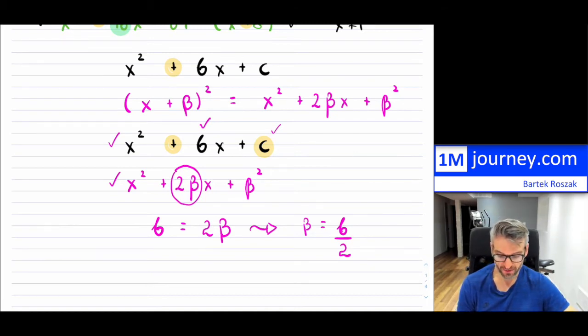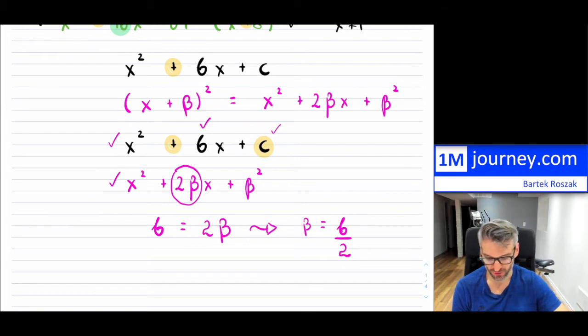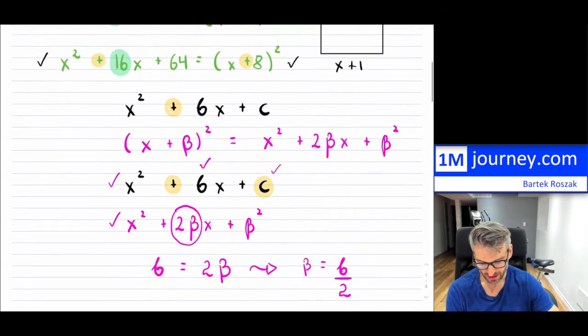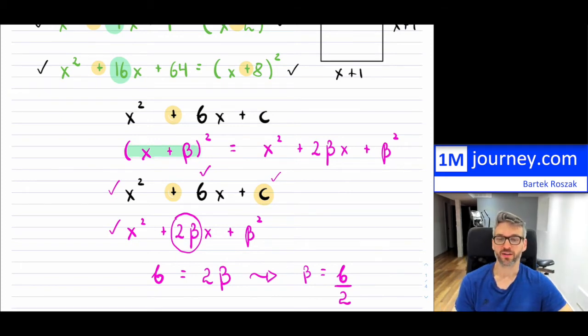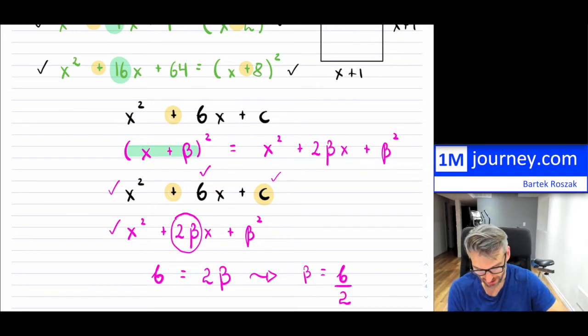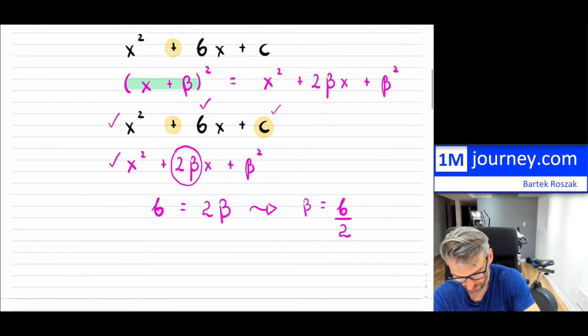Now, that beta, which is equal to b over 2, means that if I was trying to find my beta, and I'm going to highlight it within this equation, this right here would have been my beta. It would have been x plus b over 2, and then I would get the rest. Now, if I want to find my c, then I also have to match.